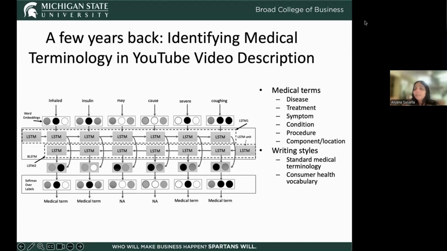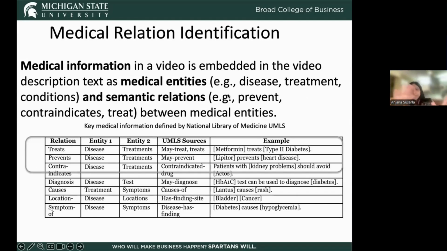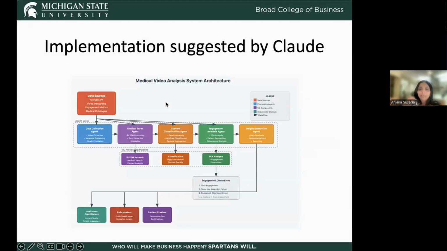So the deep learning method is where we have a set of labels. We had experts, doctors, and medical students help us annotate the data set, creating training data with labels. And then it's a labeling classification problem. We can use the deep learning method to identify medical terminology in videos. So medical information is embedded as medical entities and semantic relations between entities.